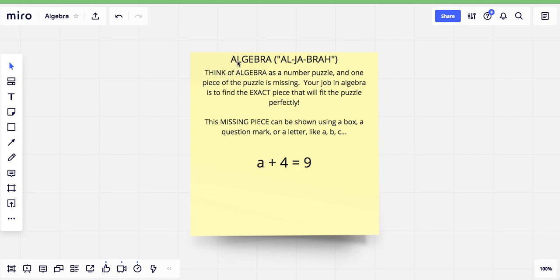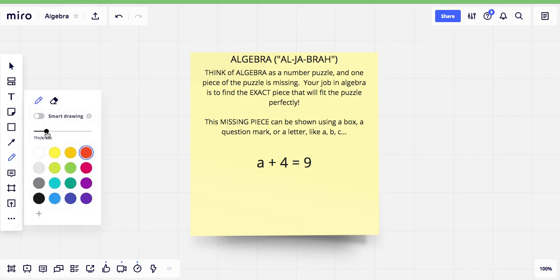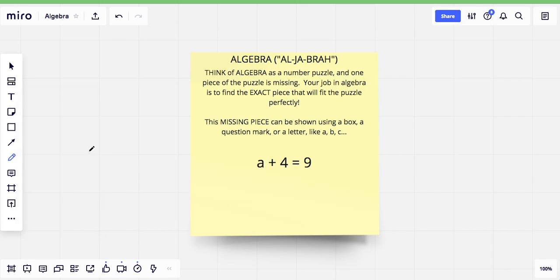Okay, looks like algebra, but we say that algebra. Okay, and I want you to think of algebra as a number puzzle, and one piece of the puzzle is missing. So your job in algebra is to find the exact piece that will fit the puzzle perfectly. Okay, so we're finding that missing number. Now, when we find the missing number, it has to fit perfectly.